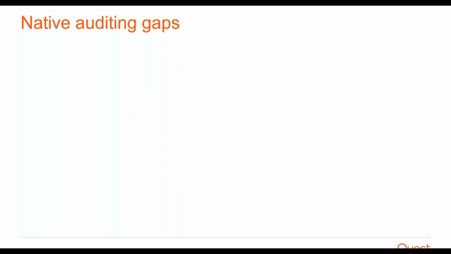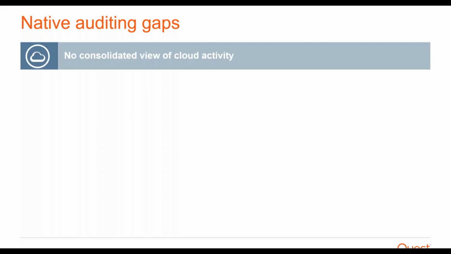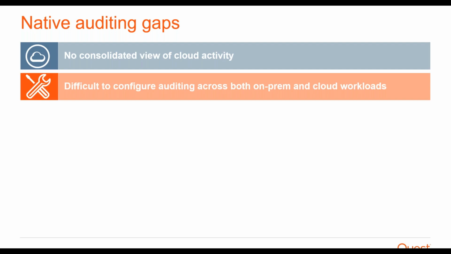Comparing this with native auditing within 365, some of the benefits you get with on-demand audit: there's no consolidated view of cloud activity in native auditing. You have various portals around Azure AD and Office 365 that you have to jump around. They all look a bit different, so you can't get that single view of what's going on, which can be quite painful when you're trying to ascertain exactly what's been happening in the environment. Jumping around different views is not helpful.